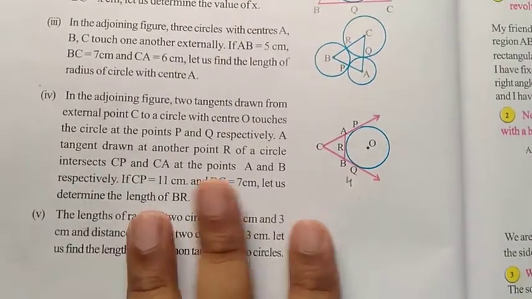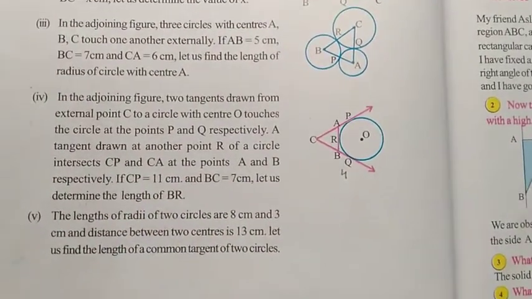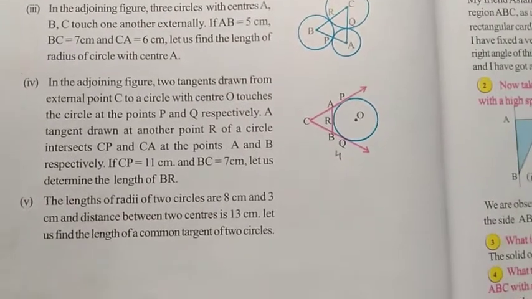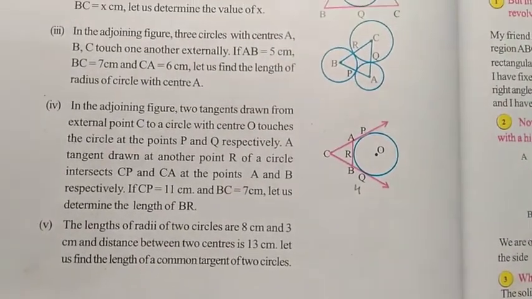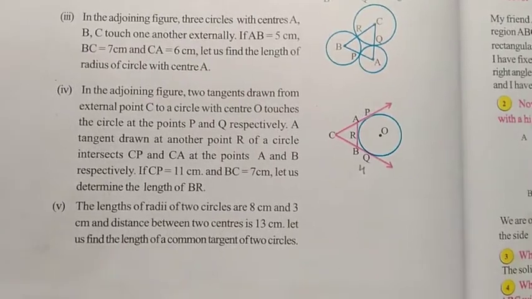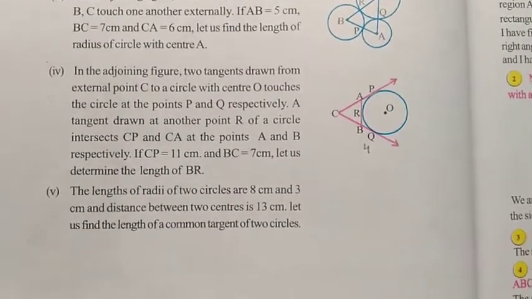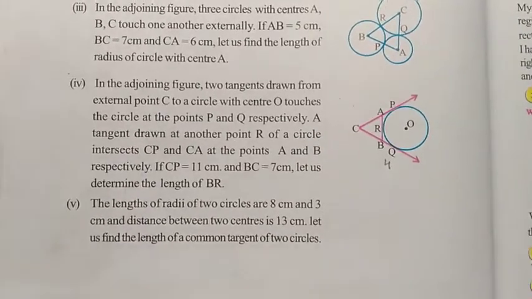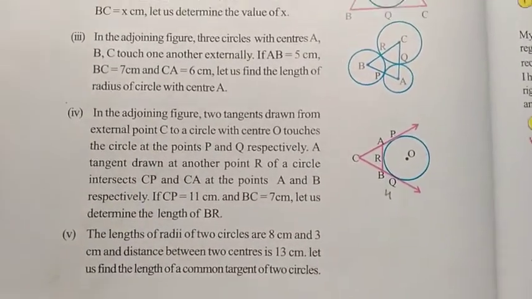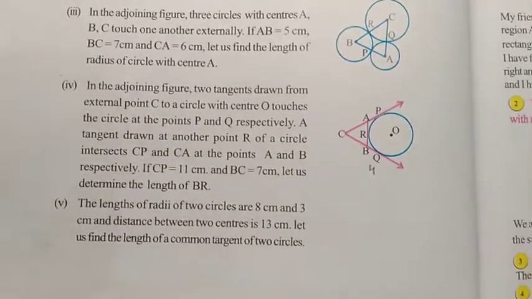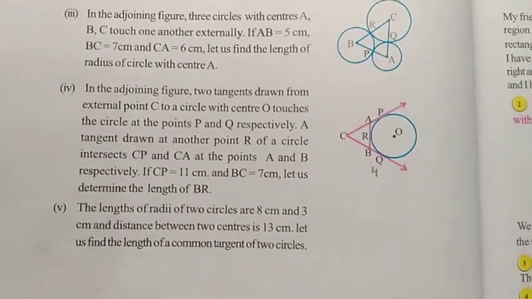This is sum number 4. In the adjoining figure, two tangents drawn from external point C to a circle with center O touch the circle at the points P and Q respectively. A tangent drawn at another point R of a circle intersects CP and CQ at the points A and B respectively. If CP equal to 11 centimeter and BC equal to 7 centimeter, let us determine the length of the BR.